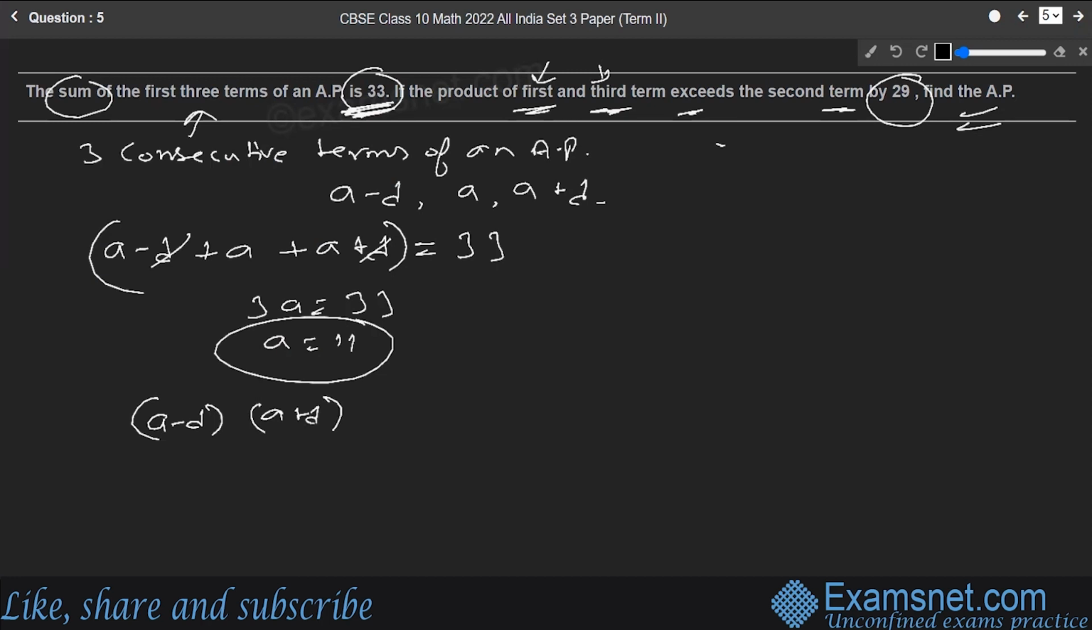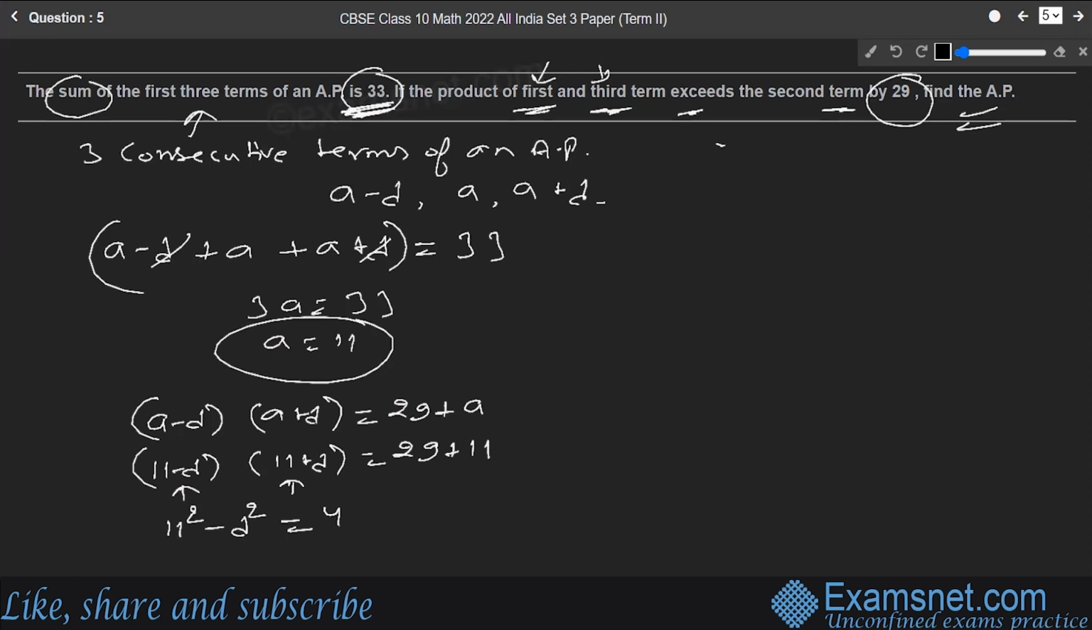So this product exceeds the second term, that is, it is more than by 29. So 29 plus the second term. That was A itself. So this is the equation. We have already got the A value, so let us put down the A value inside. So (11 minus D) into (11 plus D) is going to be 29 plus A. A is 11 itself. Okay, so this can be done as (A minus B)(A plus B), that is A square minus B square. So you can do it like 11 square minus D square is going to be 29 plus 11, which is 40.